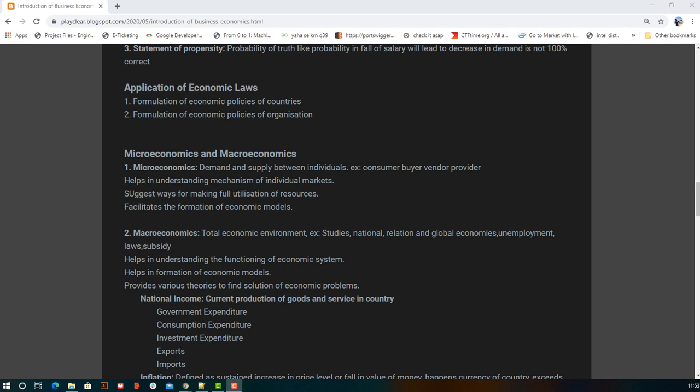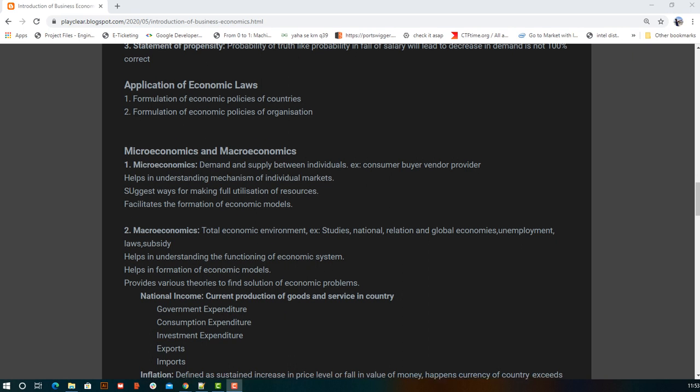Now let us see microeconomics in detail: demand and supply between individuals. Here again we'll be talking about a specific consumer, specific buyer, vendor or provider. It helps in understanding the mechanism of individual markets, which again facilitates the formation of economic models, because at the surface level whatever you form will be useful and affect only different niches of the markets, but not each organization or firm in each of the markets.